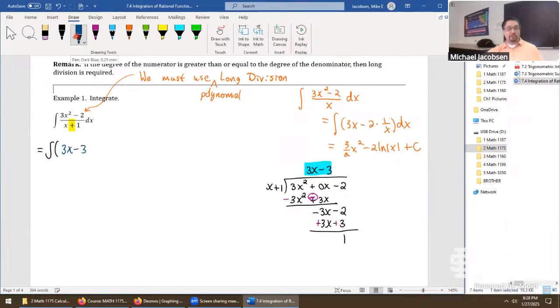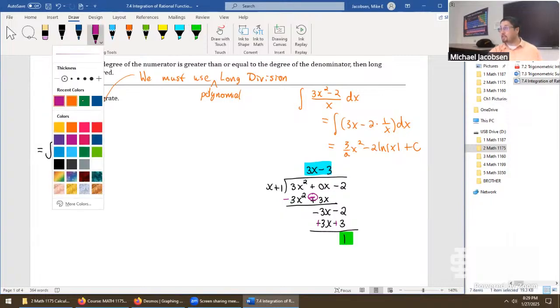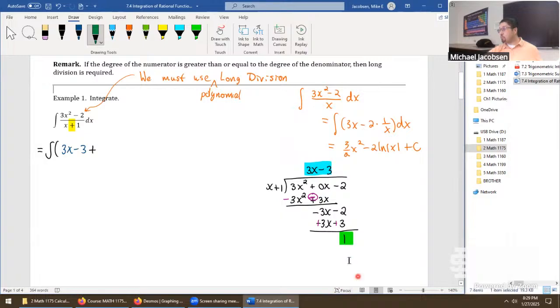I notice we're doing really great so far because those are terms that are very readily integrable. But there's one last term. It's generated from the remainder. That remainder 1 right here is still being divided by the divisor, x plus 1. So we go plus 1 over x plus 1. So by using long division, this is what we're integrating now.